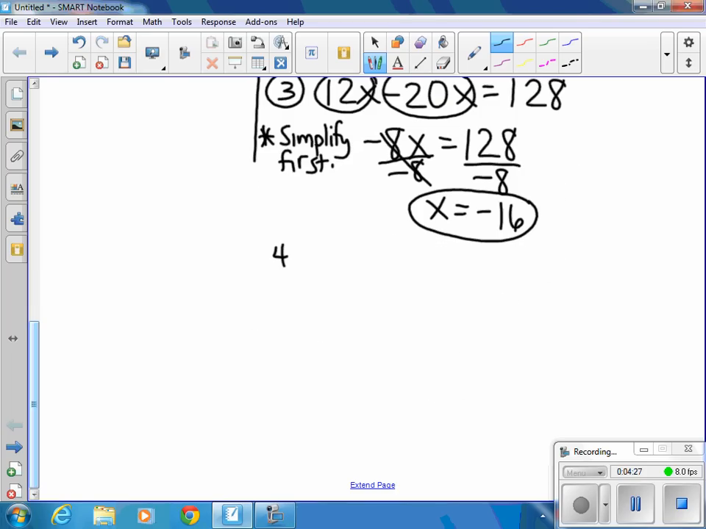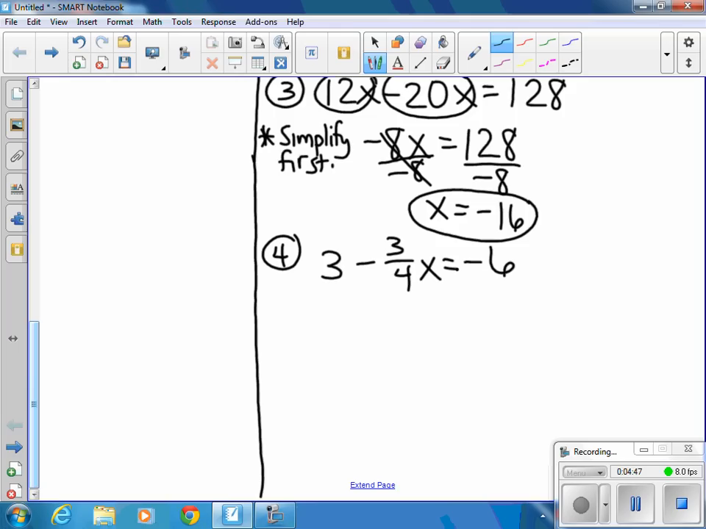For the next one, I'm going to show you two different ways of how to do this, and you need to pick whichever way makes more sense to you or that you think you can be more successful with. It is going to involve fractions, so pay attention and listen carefully and figure out which one is more suitable to your style. 3 minus 3/4 x equals negative 6. Right? Do not change that 3/4 to a decimal. That is not going to be okay. You want to keep all the fractions in there or get rid of them in the proper way.